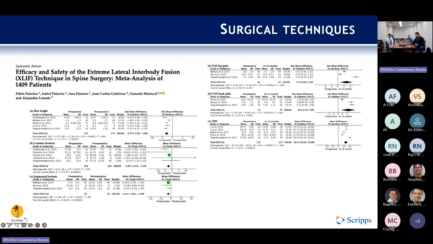The most frequent complications being neurologic conditions and hardware failure and transient pain, obviously going through the psoas muscle. And then obviously another advantage for this would be you don't need to have an approach surgeon, as with other interbody fusions.